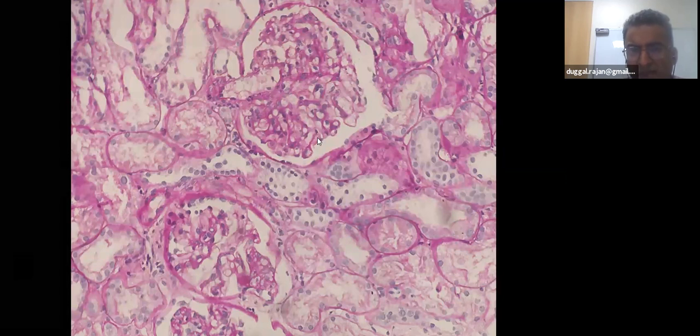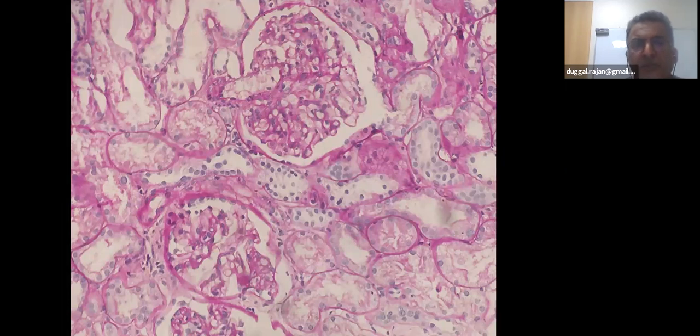This glomerulus is absolutely fine. The capillary loops are patent. There is no evidence of any endocapillary proliferation. Even in the urinary space, there is no proliferation. That means no crescent formation also. And this glomerulus is showing a segmental lesion. I'll show a higher magnification of the same.